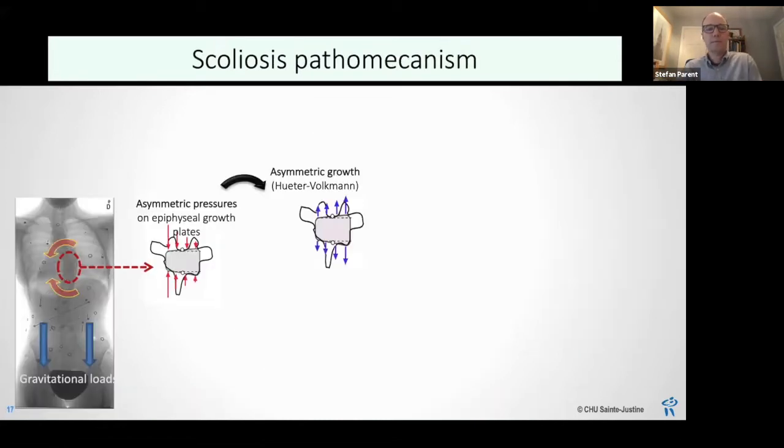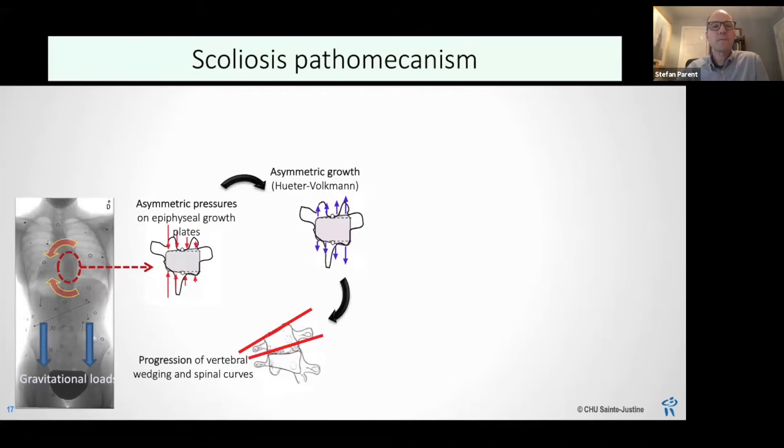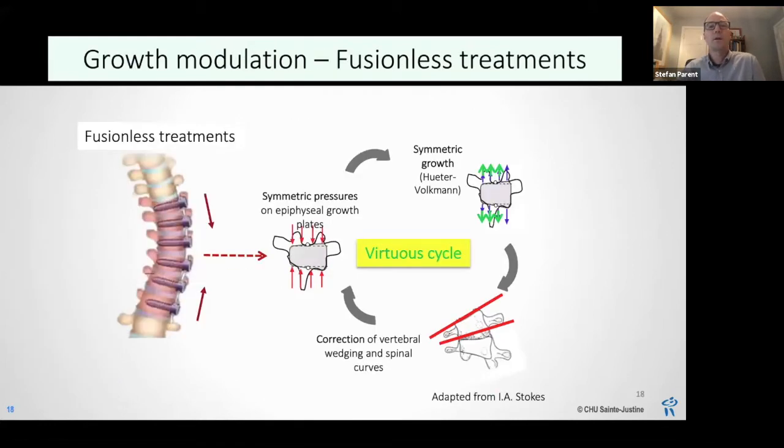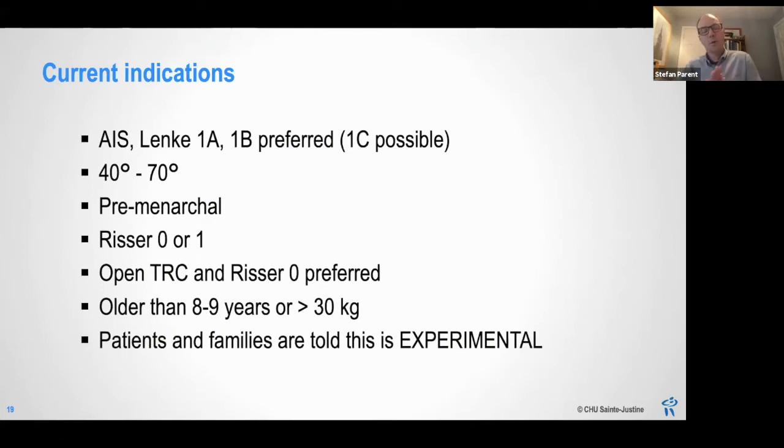Scoliosis etiology remains unclear, but once the deformity appears, asymmetrical pressures are applied on growth plates, generating asymmetric loading. So what happens is that you get asymmetric unloading, and that creates an environment for the spine to grow without having asymmetry and then correct progressively.